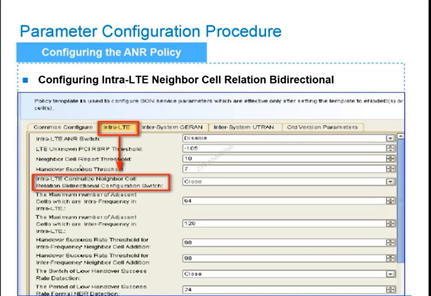The last parameter decides the MR. Here it decides the success rate. So if the handover success rate is less than this value, it cannot be added to the formal neighbor cells. And for the intra-LTE centralized neighbor cell relation bidirectional configuration switch, this is the bidirectional configuration detection we introduced before. If we open it, it will detect whether it is a one-way neighbor cell or a two-way neighbor cell.